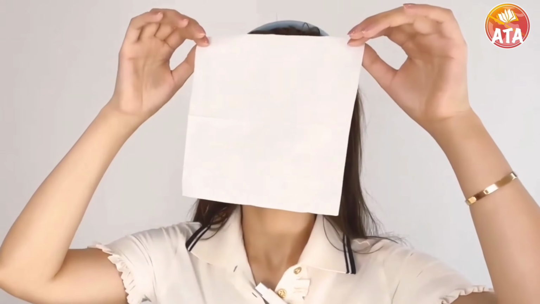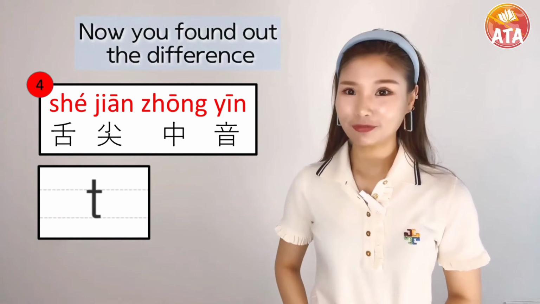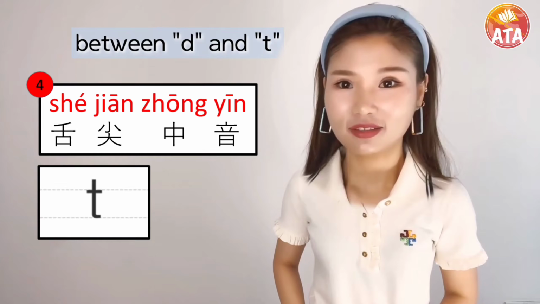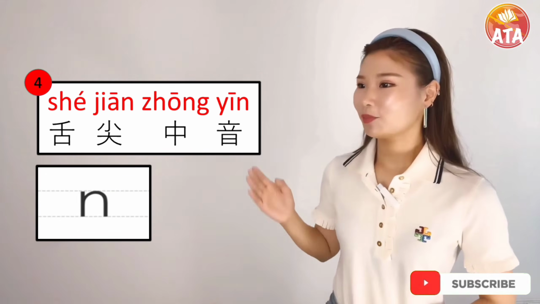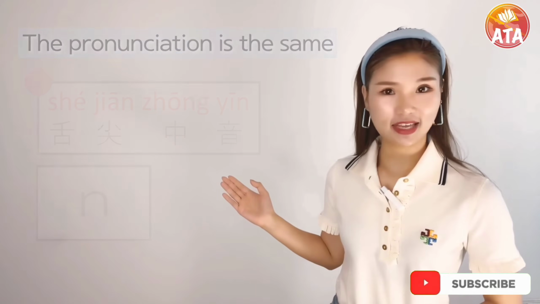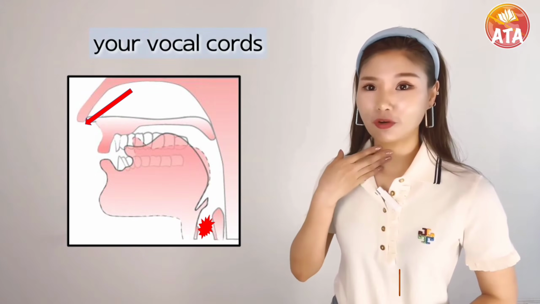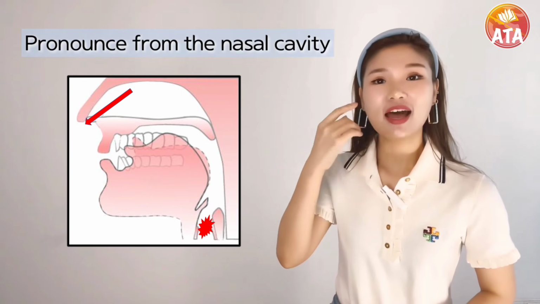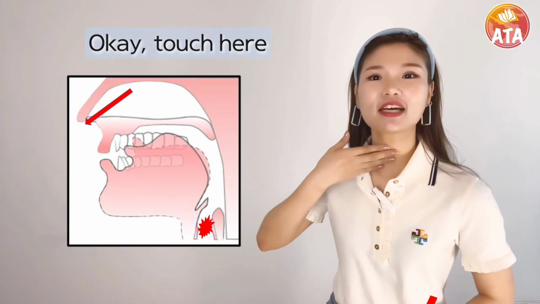T. T. How about you? Your turn. Now you can find the difference between d, t, and n. The pronunciation position is the same, but this time the airflow needs to vibrate your vocal cords and be pronounced from the nasal cavity. Use your hand as a guide, okay? Touch here. N, n.